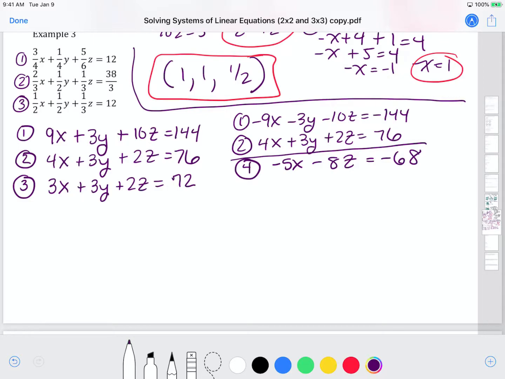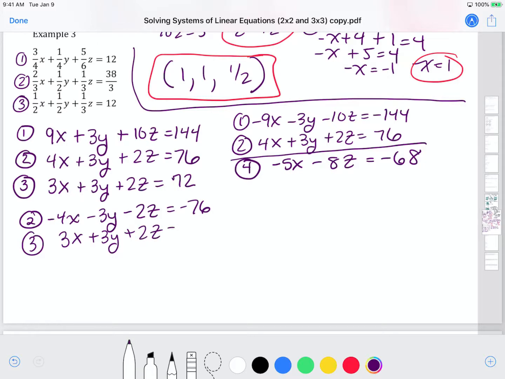And I'm going to take equations 2 and 3 now and eliminate y again. For equation 2, I'm going to multiply through by a -1. So my signs are opposite for the y's. So I get a -4x minus 3y minus 2z is equal to -76. Then I'll carry down equation 3. When I add these, my y's disappear.